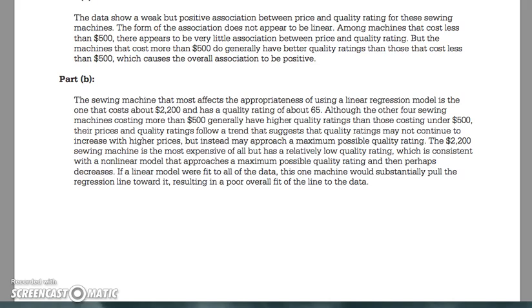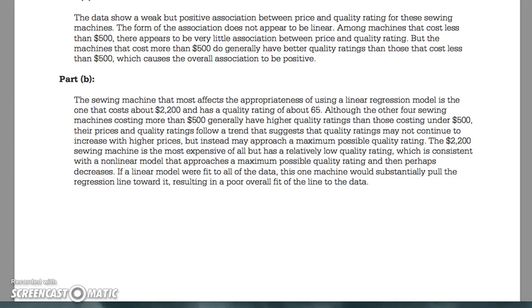Part B. The sewing machine that most affects the appropriateness of using a linear regression model is the one that costs about $2,200 and has a quality rating of about 65. Although the other 4 sewing machines costing more than $500 generally have higher quality ratings than those costing under $500, their prices and quality ratings follow a trend that suggests that quality ratings may not continue to increase with higher prices, but instead may approach a maximum possible quality rating.